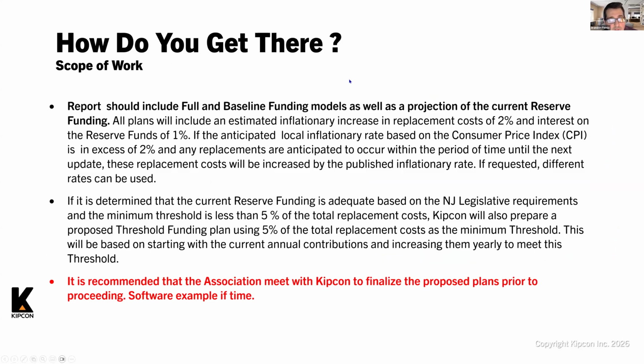So how do you get there? Scope of work in your reserve study. When you're going to request a proposal, whether it be from Kipcon or another engineer, you want to make sure you have a couple different things. Want to make sure we're seeing full and baseline funding. And again, full for condos may not be necessary anymore, but I'm just now speaking in general and not to Fannie and Freddie, which we'll get to in a second. All plans will include estimated inflationary cost. Again, if the board and the association decides that they don't want that or don't need that, that's totally fine. There is nowhere in any legislation that says you have to include inflation and interest in your reserve study. So just keep that in mind.